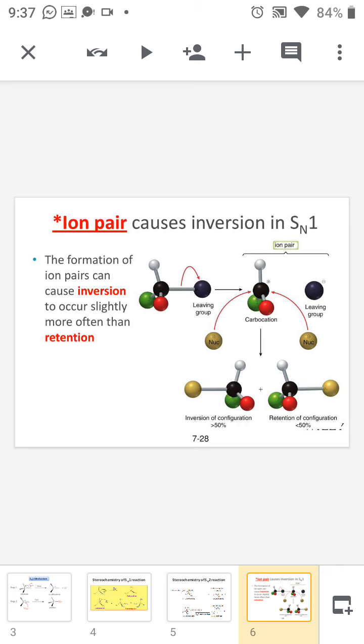But during the chemical reaction, the pair can be separated by the solvent layer, so the nucleophile can attack the carbocation from either side. So that's why in a normal SN1 reaction we will get a racemic mixture.